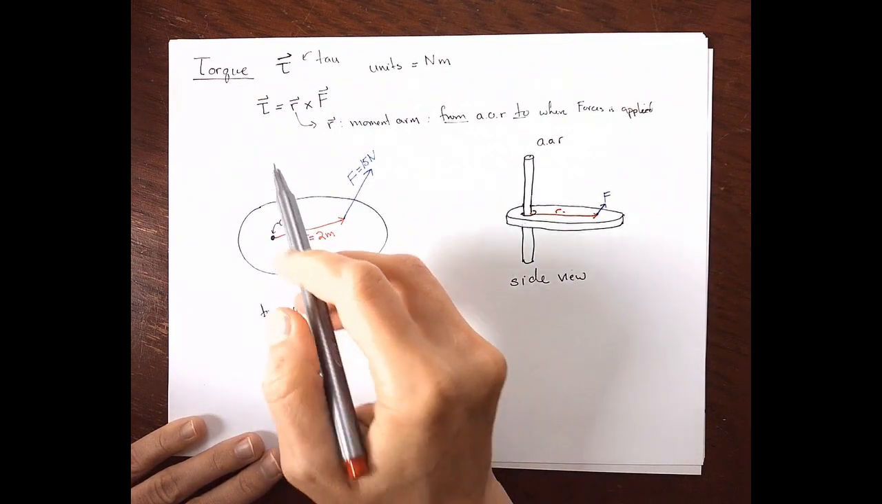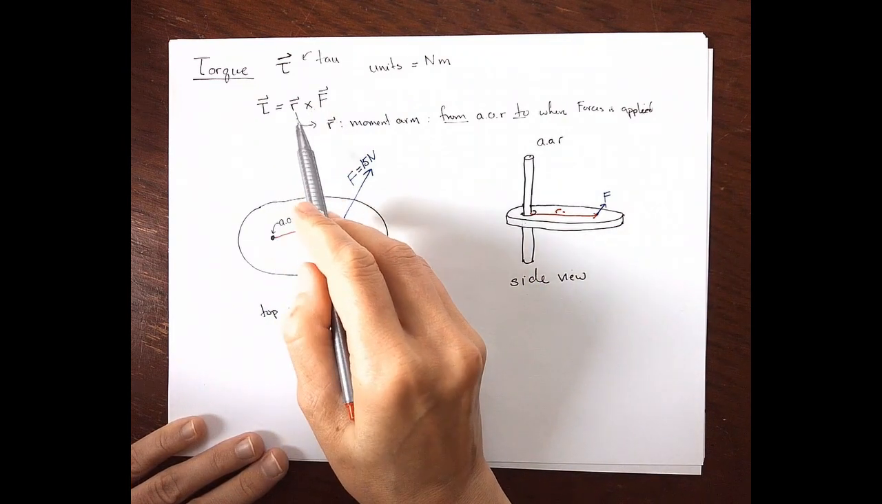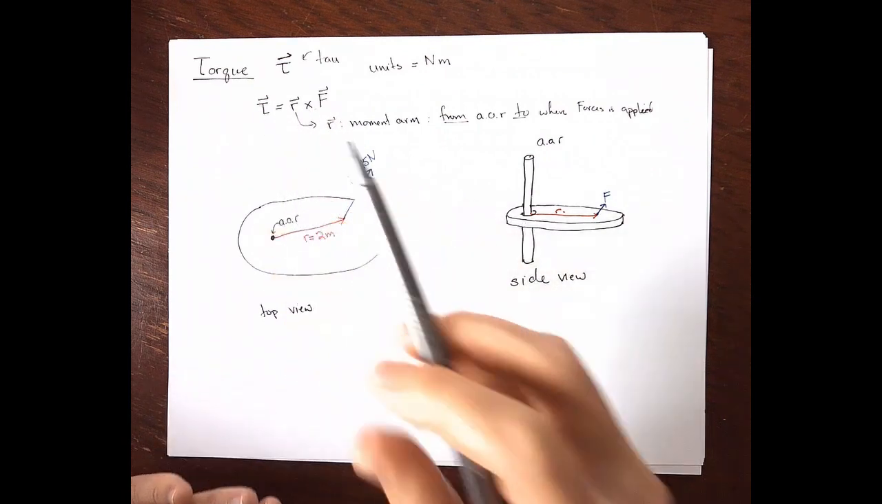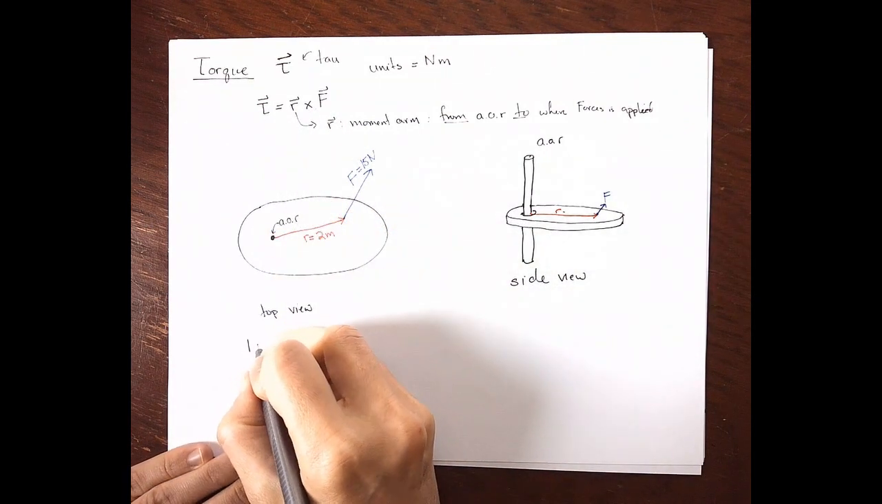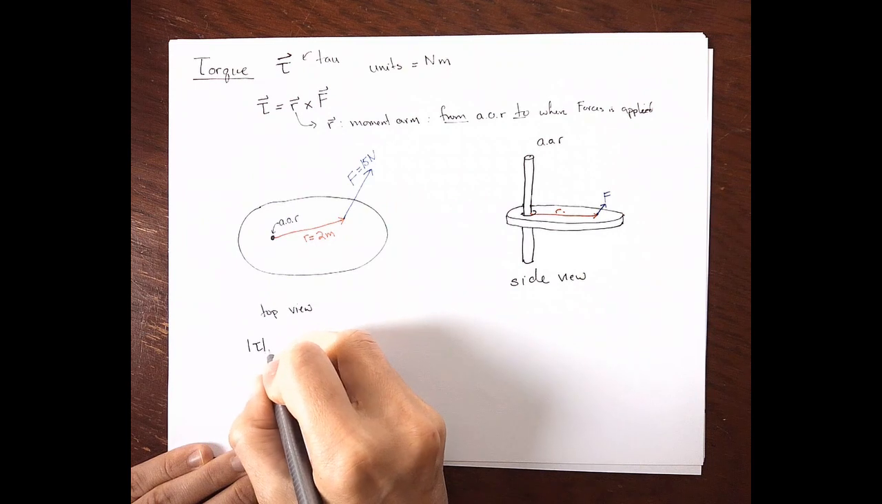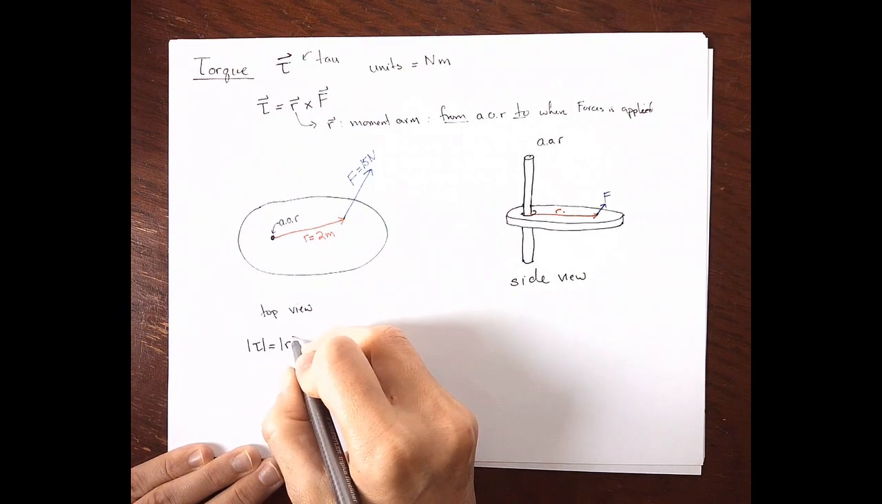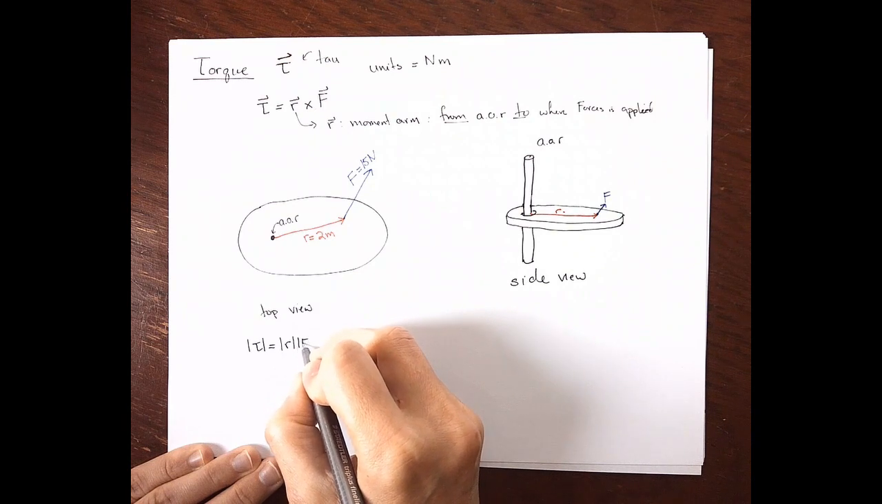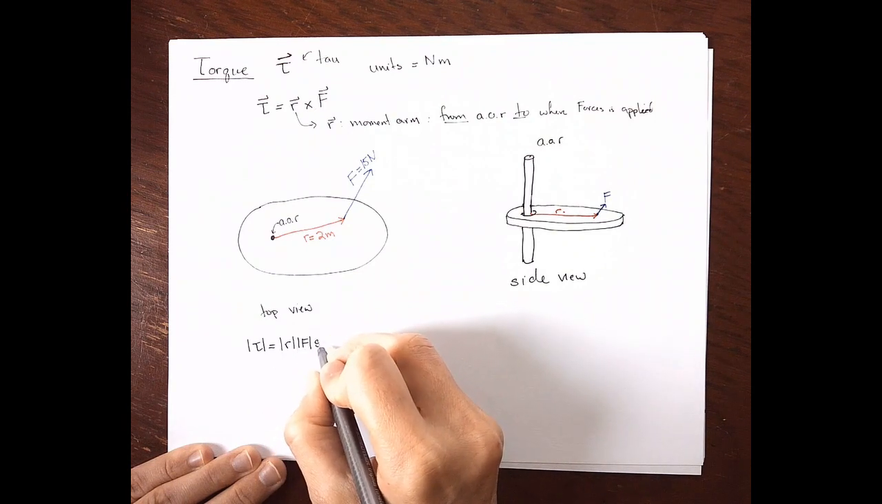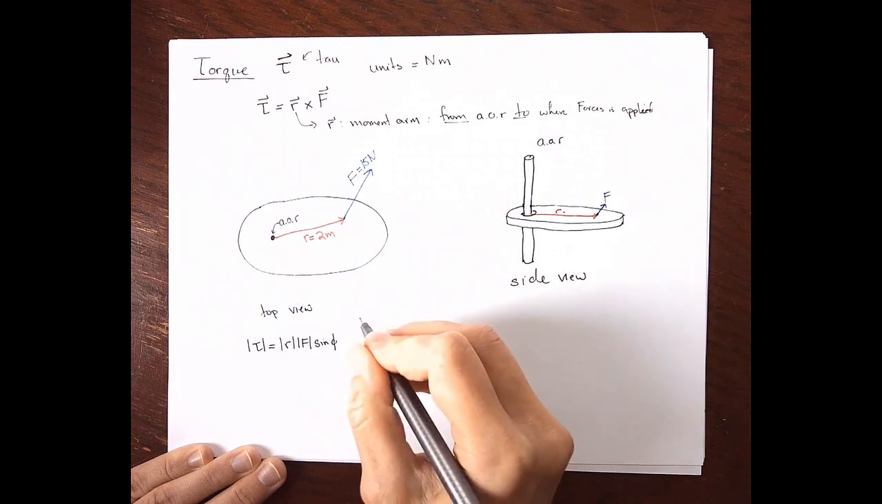And then the last thing we need, because this is a cross product, we need to know the angle between them. So remember, if you're finding the magnitude of a cross product, in this case it would be the magnitude of the torque. That's the magnitude of the two vectors they use to create their cross product, and then the sine of the angle in between them.